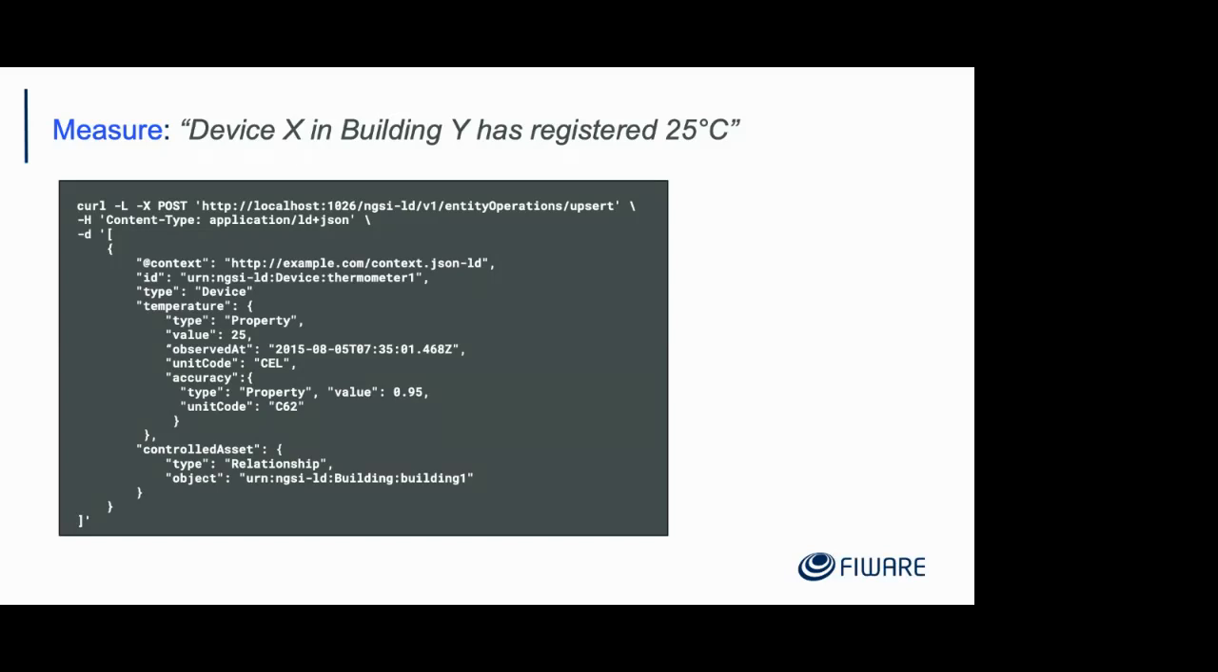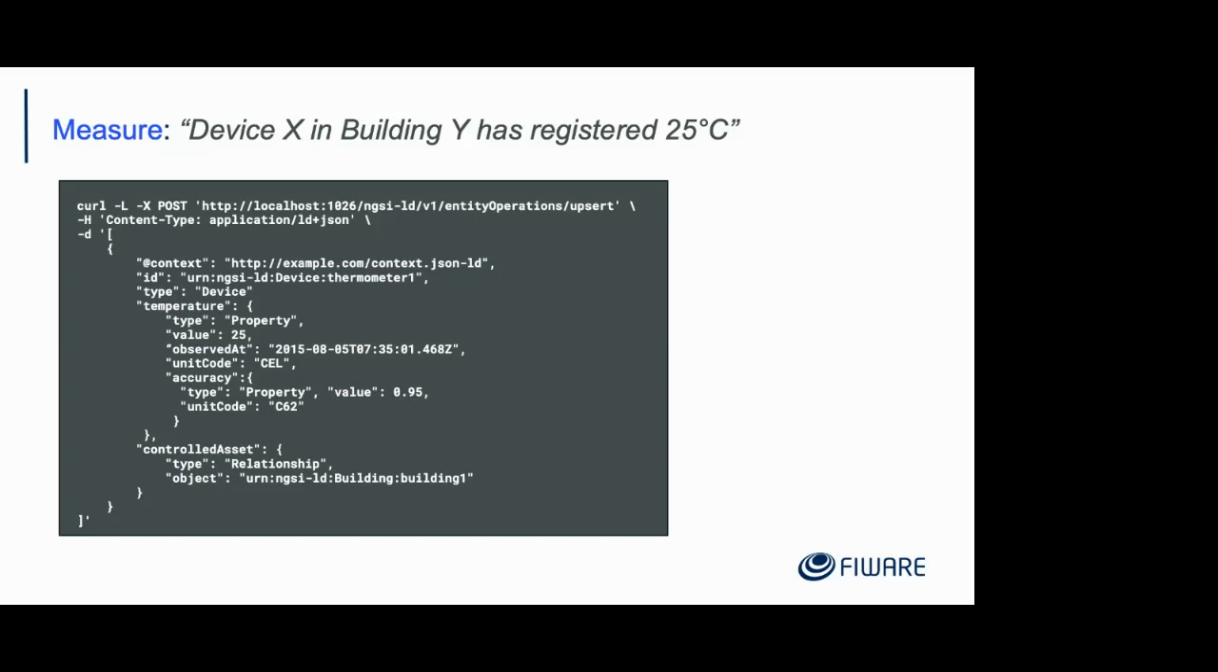Also, you can of course have relationships, and in this particular case, controlledAsset on the device model is putting the device into or onto something, and that is obviously going to be used for linking stuff.